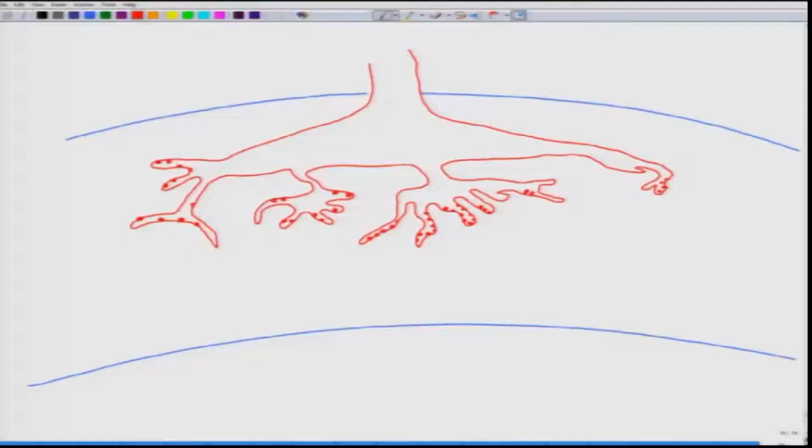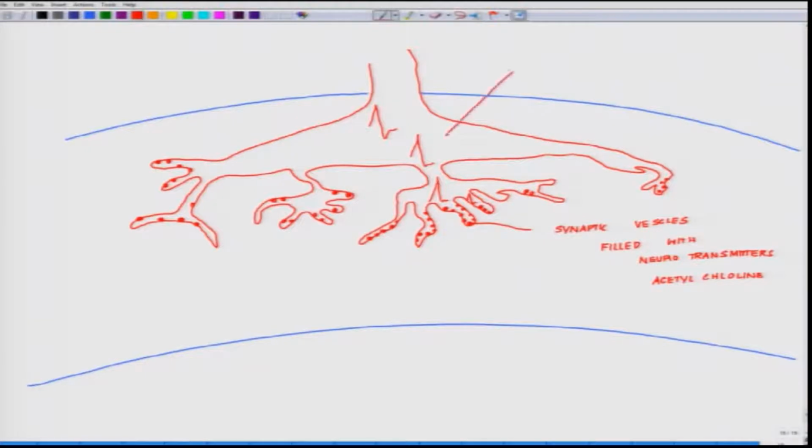Now, suppose a signal arrives here, a train of action potentials arrives here. As the train of action potentials arrives, these ends of the neuron, what you see here are synaptic vesicles. These synaptic vesicles are filled with neurotransmitters. And most of these neurotransmitters in the mammalian systems is acetylcholine. Because these synapses are governed by acetylcholine, these are also called cholinergic neurons and cholinergic synapses.